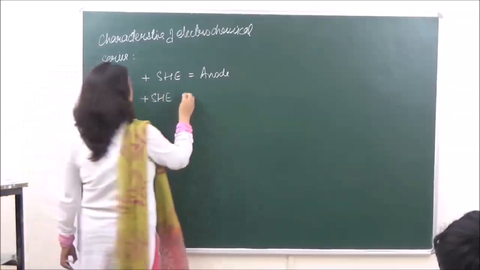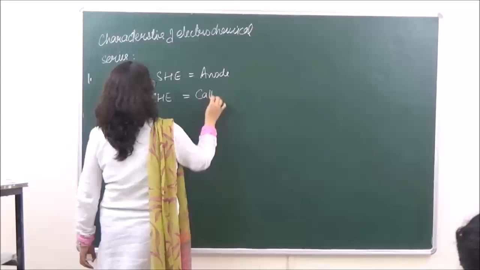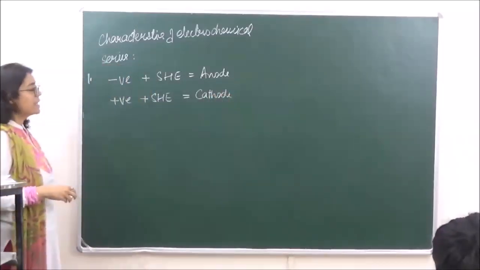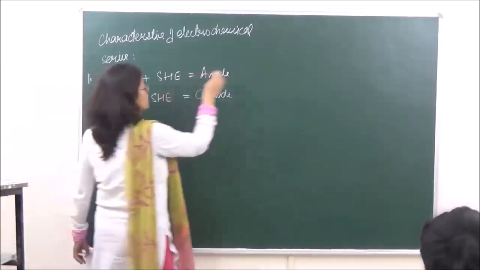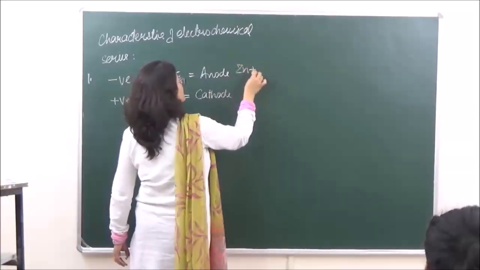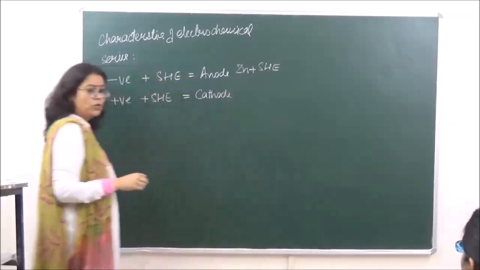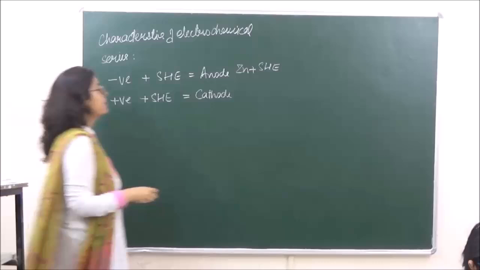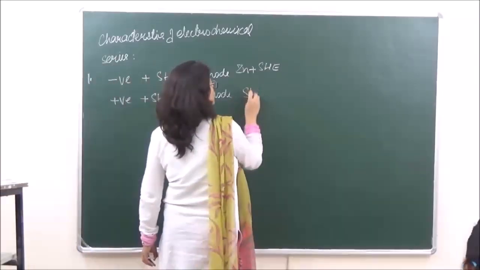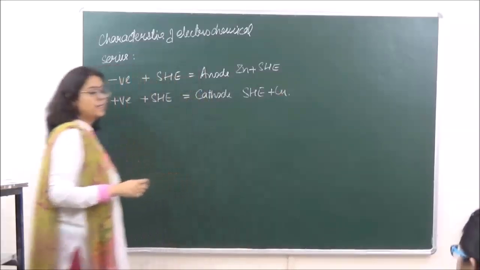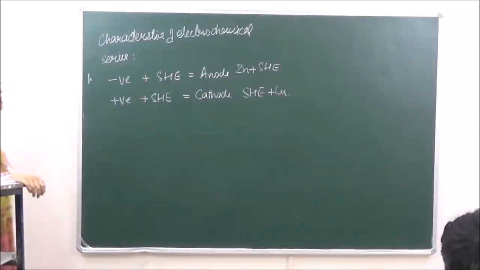it is going to be at the cathode. So if you are taking the zinc and SHE couple, zinc will be at the anode on the left hand side, and if we are taking a positive potential, say copper, then copper would be taken on the right. That is the cathode.